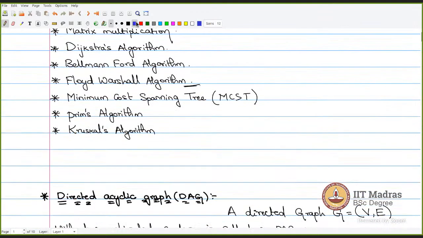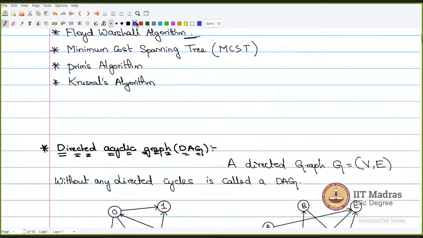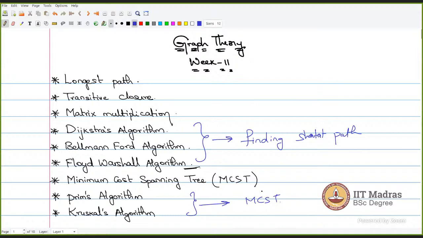Before that, a little confusion about Prim's and Kruskal's. Yes, these three algorithms we use for finding the shortest path. And these two algorithms, Prim's and Kruskal's, are used to find the MCSTs, which are minimum cost spanning trees. So if there is time, we will cover Prim's and Kruskal's also.